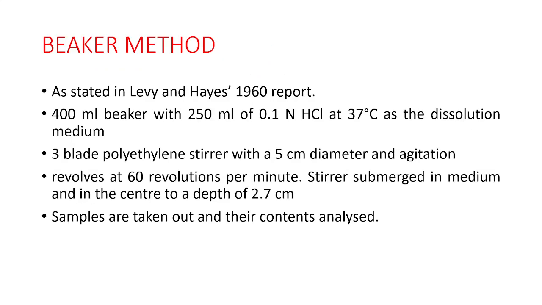Beaker method, that is the next one. You have a 400 ml beaker with 250 ml of 0.1 normal HCl at 37 degrees as dissolution medium. A 3-blade polyethylene stirrer with a 5 cm diameter is used for agitation, and it revolves at 60 revolutions per minute. The stirrer is submerged in the medium, in the center, to a depth of 2.7 cm. Samples are taken out and their contents are analyzed.